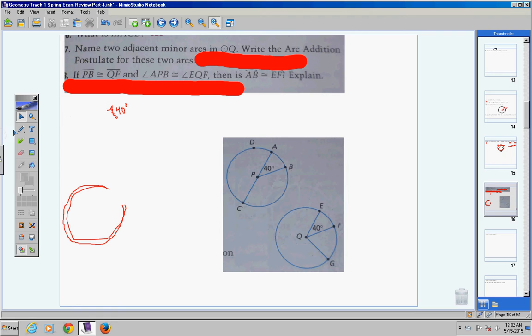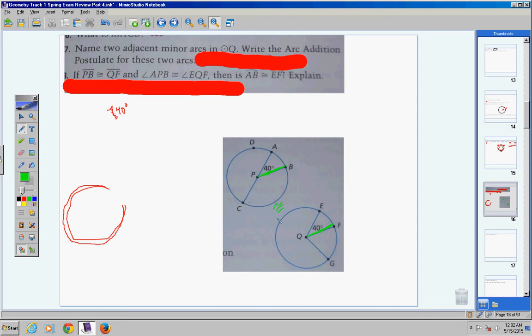Okay, there we go. Now please listen carefully. If PB, here's PB, is congruent to QF, here's QF. Now stop right there. We learned that 2 circles are congruent when their radius or diameter is congruent. So as soon as I know that this radius here is congruent to this radius here, then I know these 2 circles are what? Congruent.